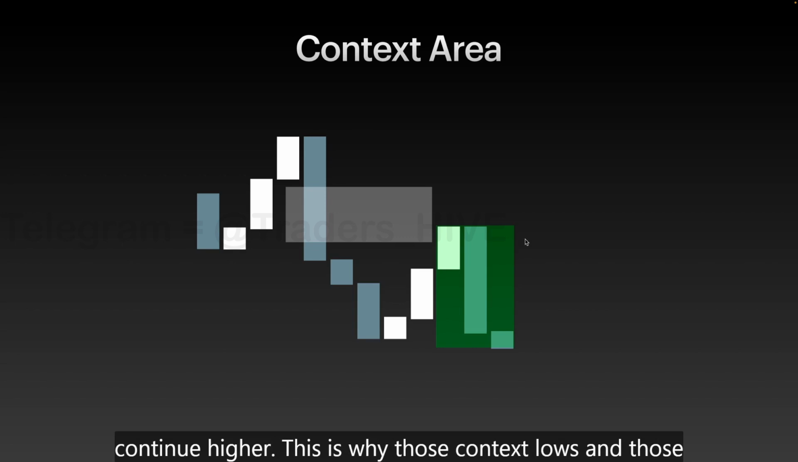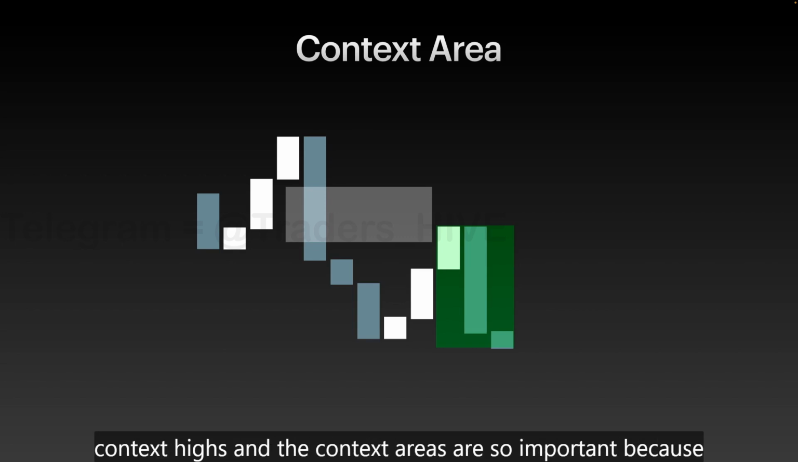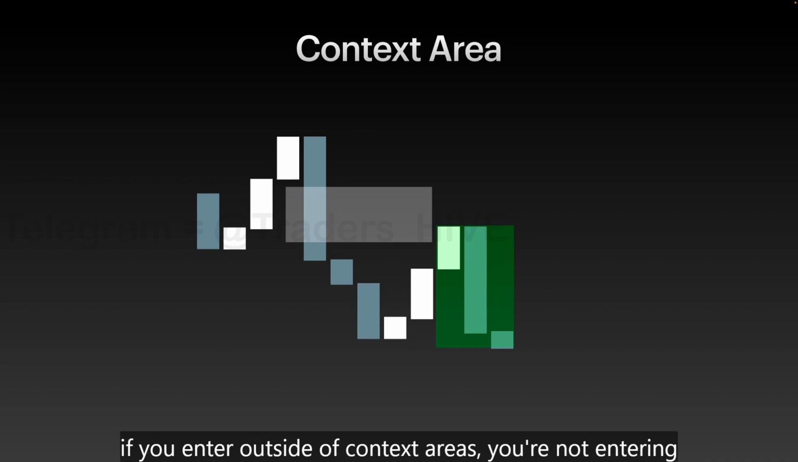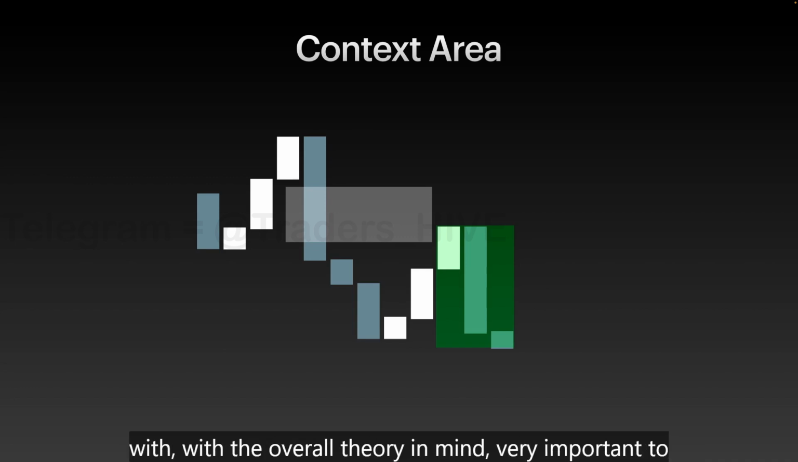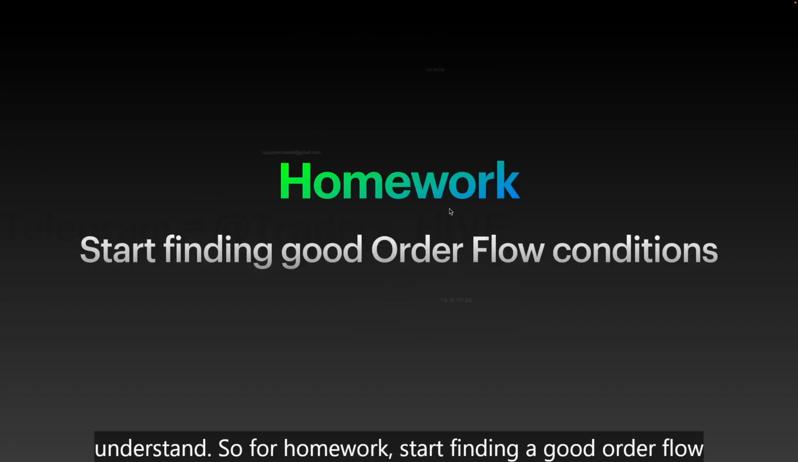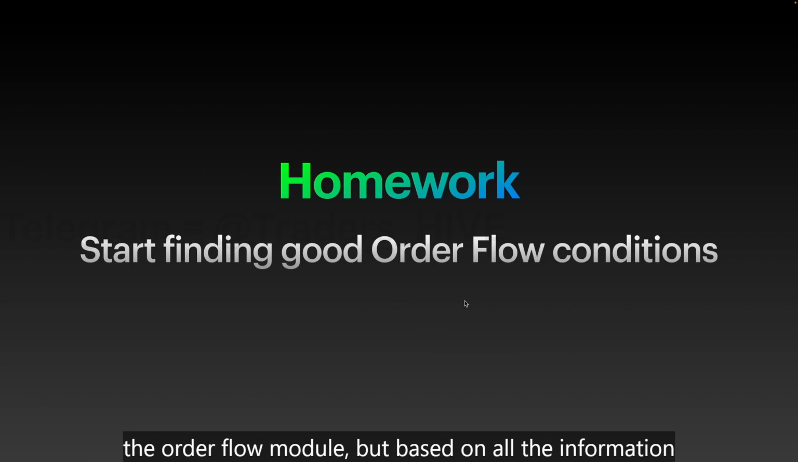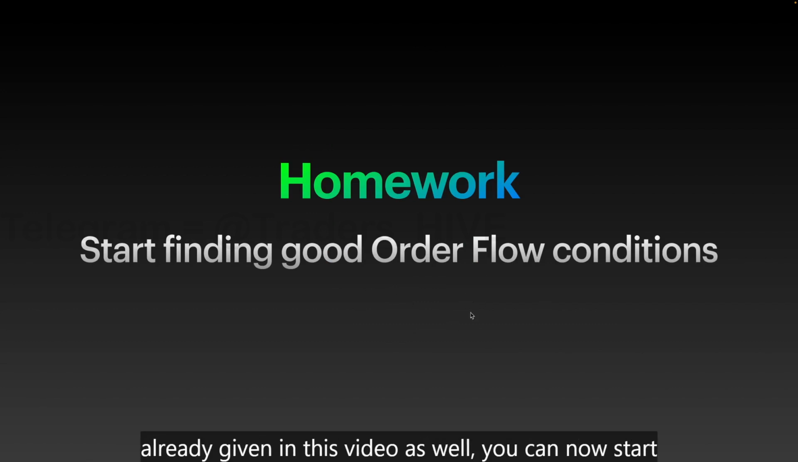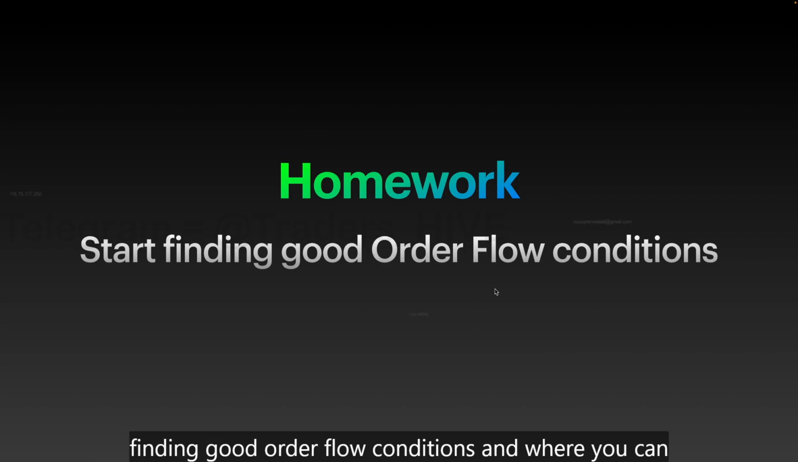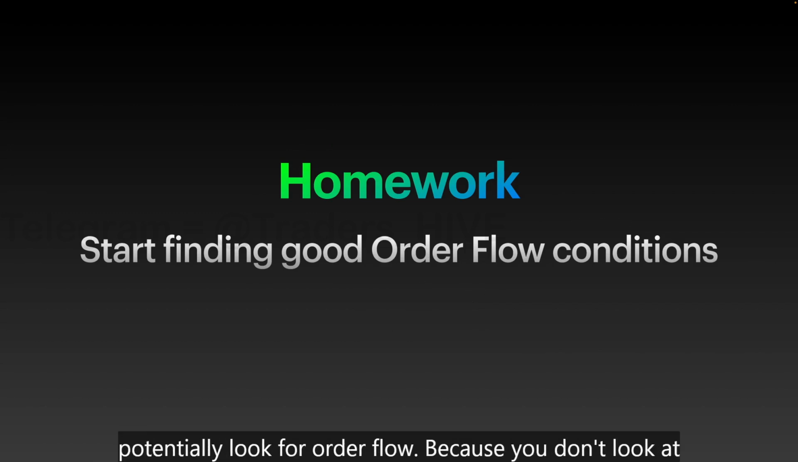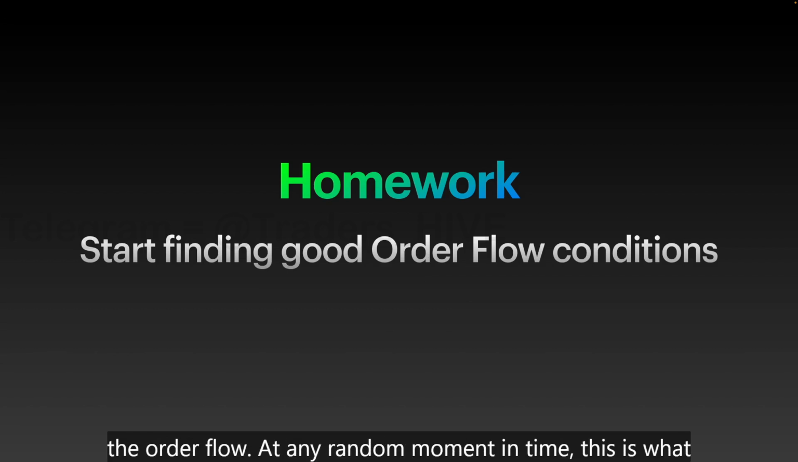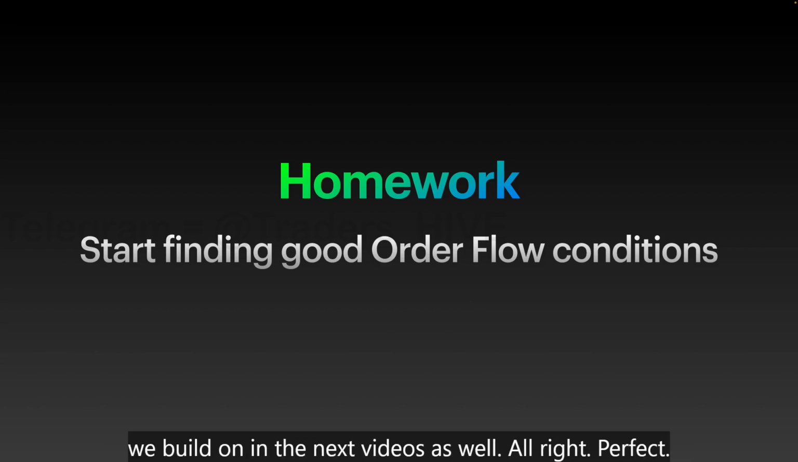This is why those context lows and context highs and the context areas are so important, because if you enter outside of context areas, you're not entering with the overall theory in mind. Very important to understand. So for homework, start finding good order flow conditions. And this is what we'll then work on throughout the order flow module. But based on all the information already given in this video, you can now start finding good order flow conditions and where you can potentially look for order flow, because you don't look at order flow at any random moment in time. This is what we build on in the next videos as well.